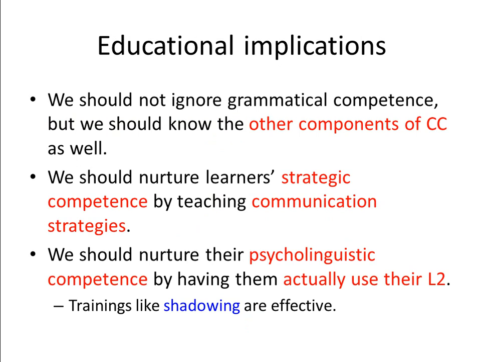And here we have some educational implications. So first, we should not ignore grammatical competence. Of course, this is important, but we should also know the other components of communicative competence, such as sociolinguistic competence, discourse competence, and strategic competence. They are also very important. And we should nurture learners' strategic competence by teaching communication strategies. Learners don't know communication strategies, so we need to teach them. And also, we should nurture their psycholinguistic competence by having them actually use their second language. And here, trainings like shadowing are also effective. So we can use this as well.